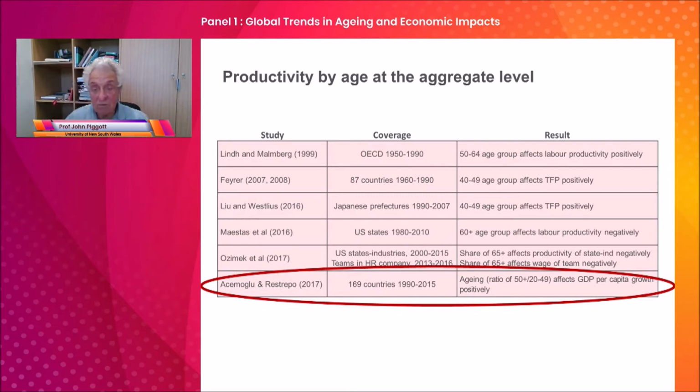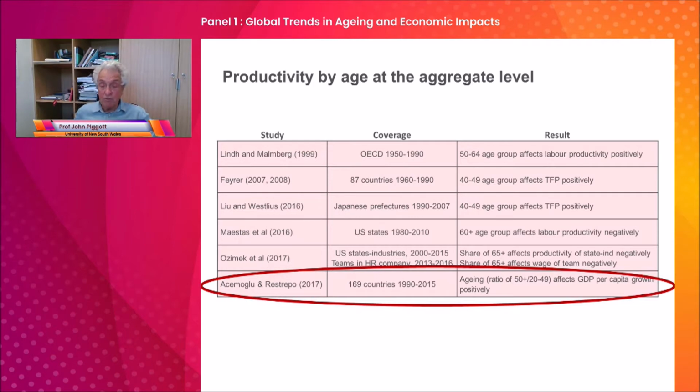So what about the aggregate level? Well, the study that I think best, there are two. One is a study that looked at very many countries and very many industries for the 50 to 64 age group. And what they found was that where that was emphasized, that 50 to 64 age group, and this is over a long period, 1950 to 1990, this was the OECD study at around the turn of the century, that actually had a positive impact on labor productivity. So that was quite interesting. And then a number of other studies have found the same thing.